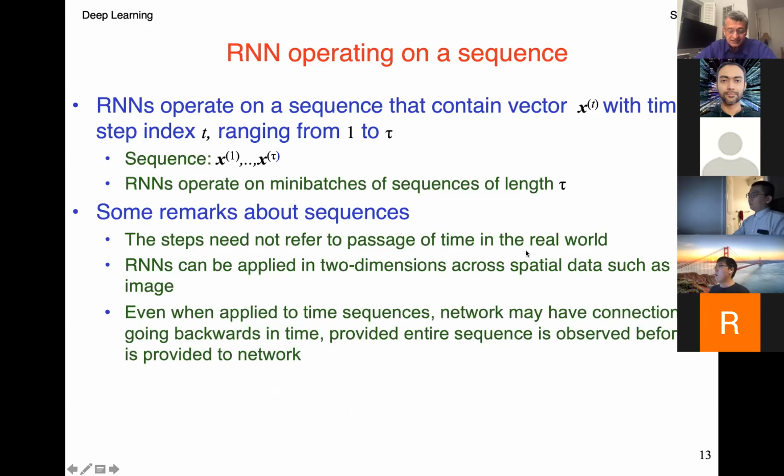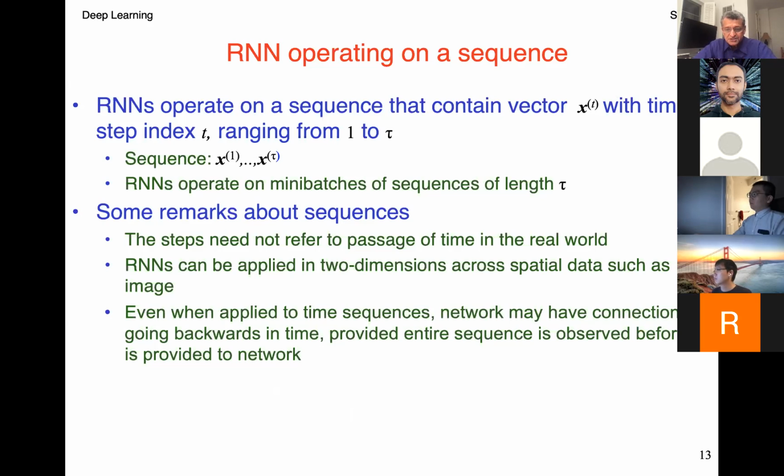Some remarks about sequences: the steps need not refer to the passage of time in the real world. Although we indicated it's all about sequence with respect to time, RNNs can also be applied in 2 dimensions across spatial data sets, such as an image. You can think of an image as a time sequence by doing a raster scan from left to right, top to bottom, and so on. That would be a kind of simulating a time sequence.